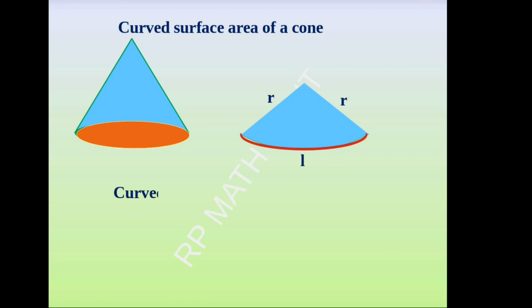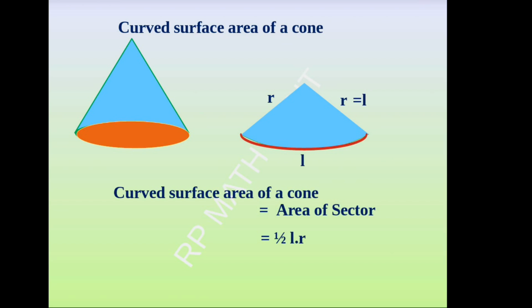Curved surface area of a cone is equal to area of sector. What is the area of sector? Half of l r. Now l became 2 pi r and r became slant height l. That is equal to half into 2 pi r into l. 2 gets cancelled and pi r l square units.